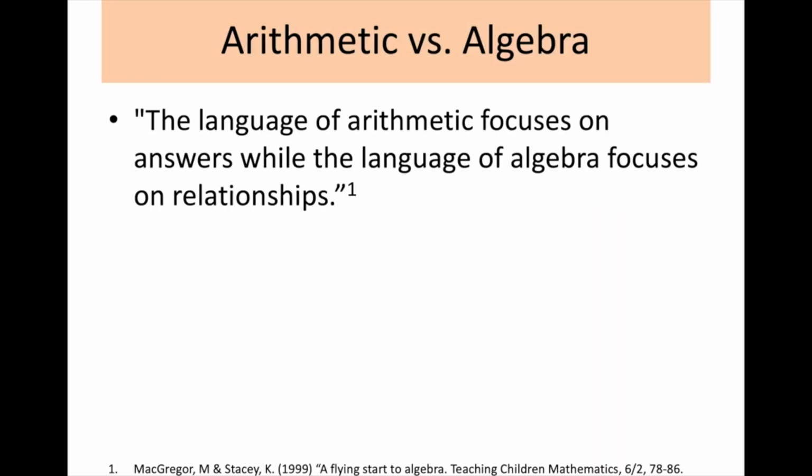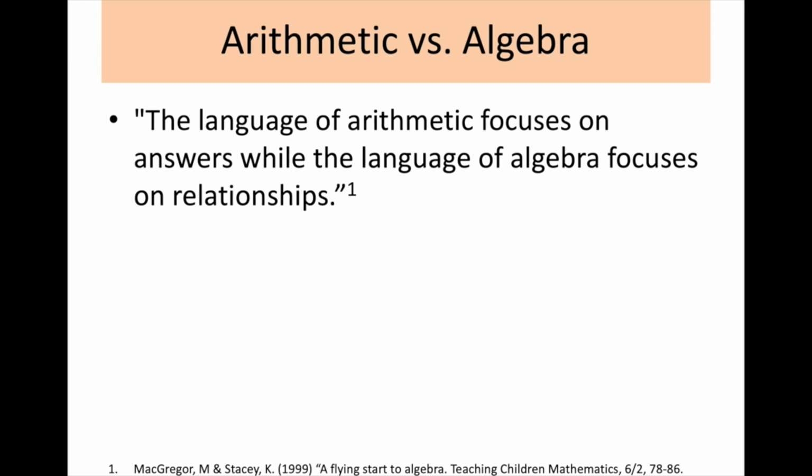Well, in one quote that I find helpful, it said, "The language of arithmetic focuses on answers, while the language of algebra focuses on relationships." Well, I think what this is trying to say is that when we think of arithmetic, what we often think of is 2 plus 2 equals 4, or 9 times 8 equals 72. We're very much focused on something and something equals this, and we're focused on getting this. Where algebra goes a step beyond that, of course, and focuses on relationships.